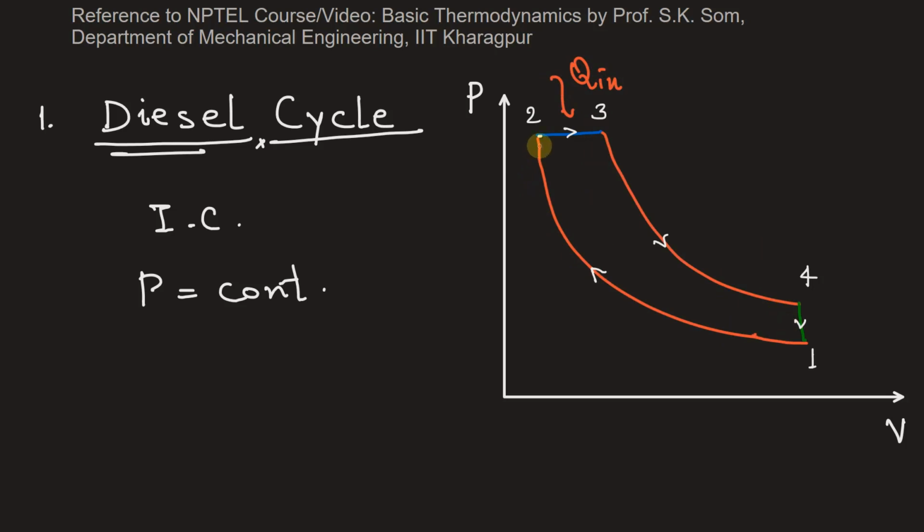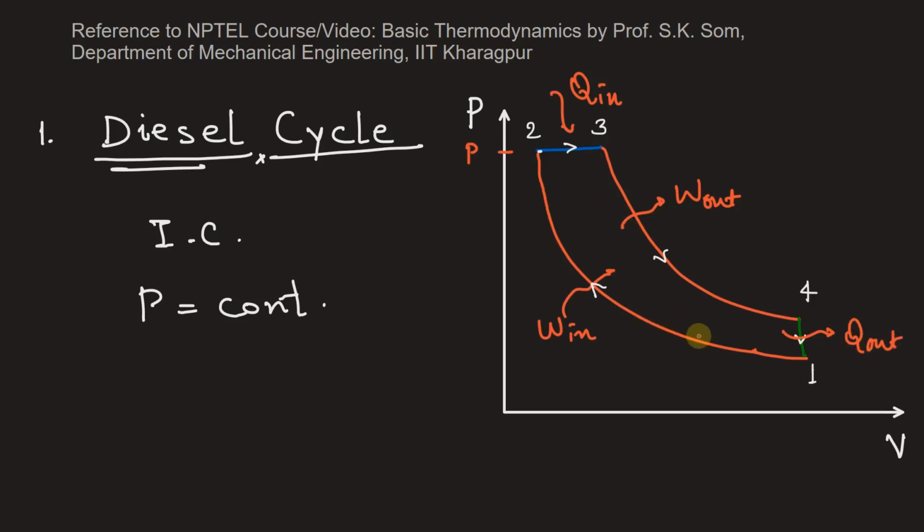The first stage of the cycle from 1 to 2 is an isentropic process, so work is done on the system. And 2 to 3 is a constant pressure stage in which heat is added. And 3 to 4 is also an isentropic process where work is done by the system, work out. And at constant volume, heat is rejected from this cycle, Q out. So we see here there is no isothermal process in this diesel cycle.